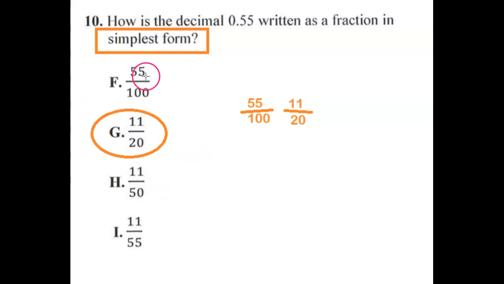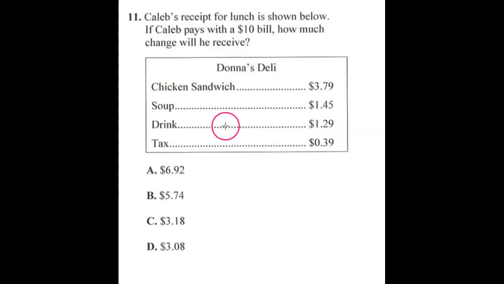All right, that was number 10. All right, number 11 says Caleb's receipt for lunch is shown below. If Caleb pays with a $10 bill, how much change will he receive? Well, first we need to figure out how much he actually owes, right? I'm sure they don't want you to use your calculator on this, but you can. And you're just going to put 3.79 plus 1.45 plus 1.29 plus 39 cents, right?